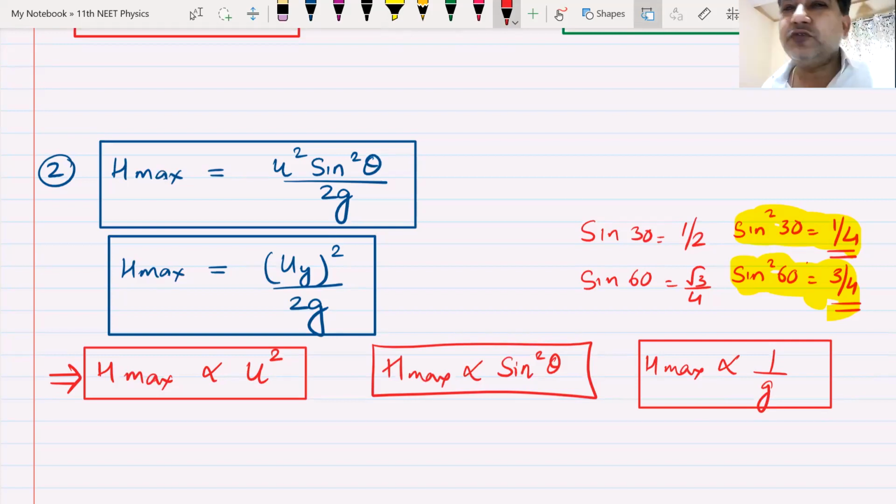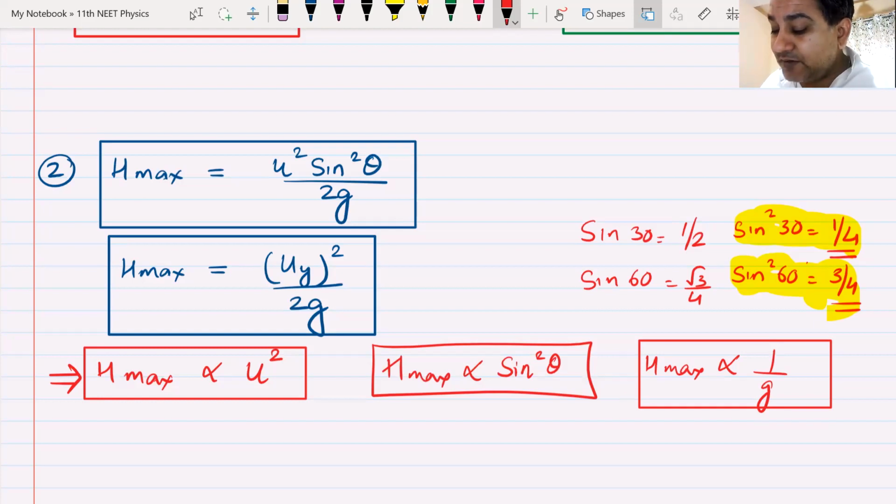So if you go to moon, your acceleration due to gravity becomes 1 by 6 times. What happens to your maximum height? It will become 6 times. Your time of flight will also become 6 times. Your maximum height will also become 6 times. Am I clear with this?